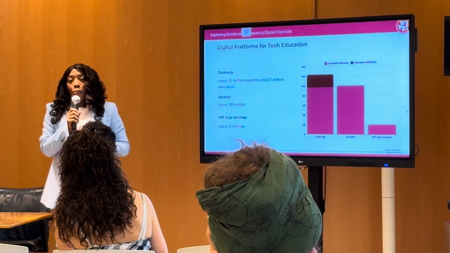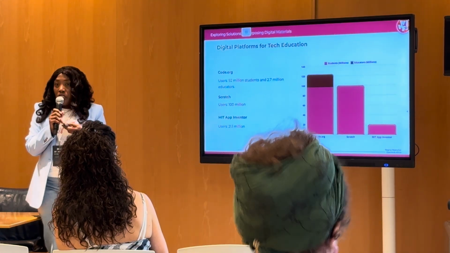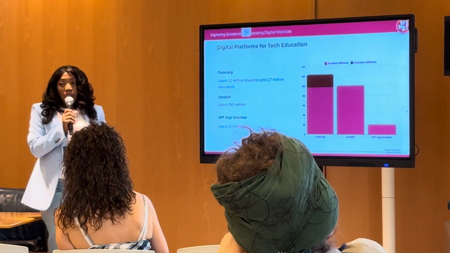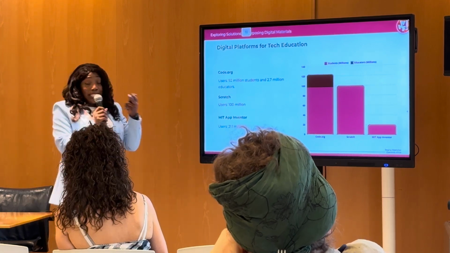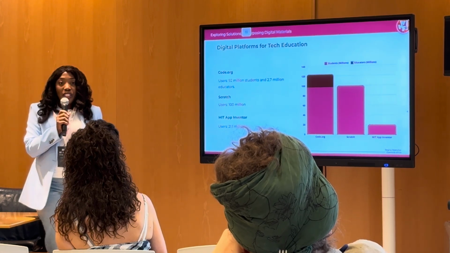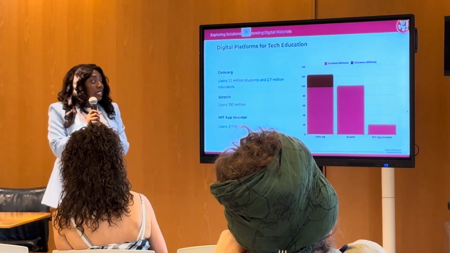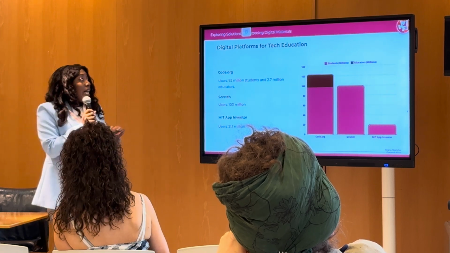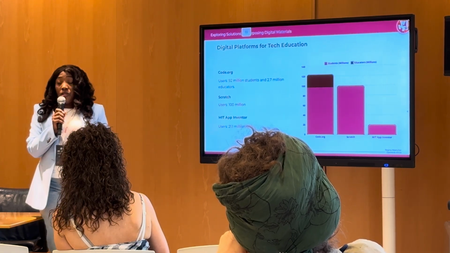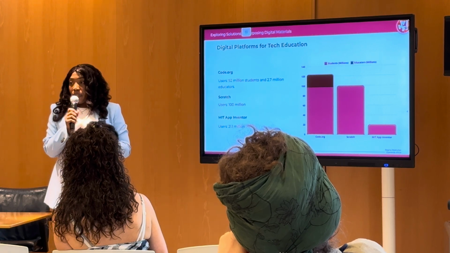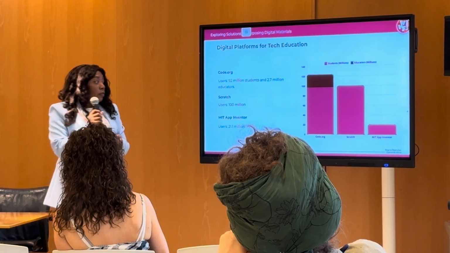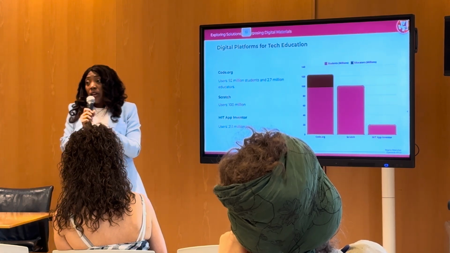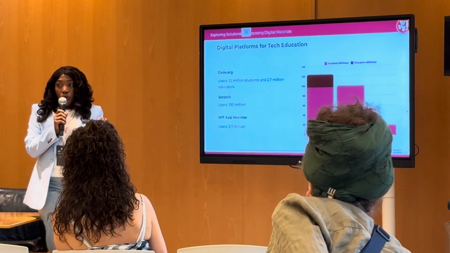So I picked a few digital platforms, just to give you a context of their usage. We have Code.org, Scratch, and MIT App Inventor. Code.org currently has over 90 million student users, and over 2.7 million educators use the platform. It is used to teach teachers and young learners computer science courses, and it's available for free. Scratch also has over 100 million users, and is a platform for young learners to learn how to code using blocks and games.